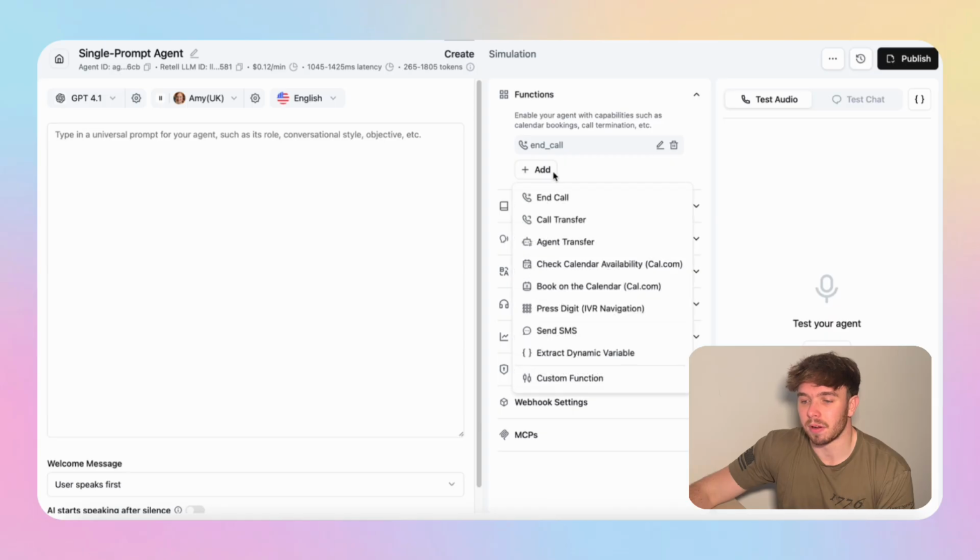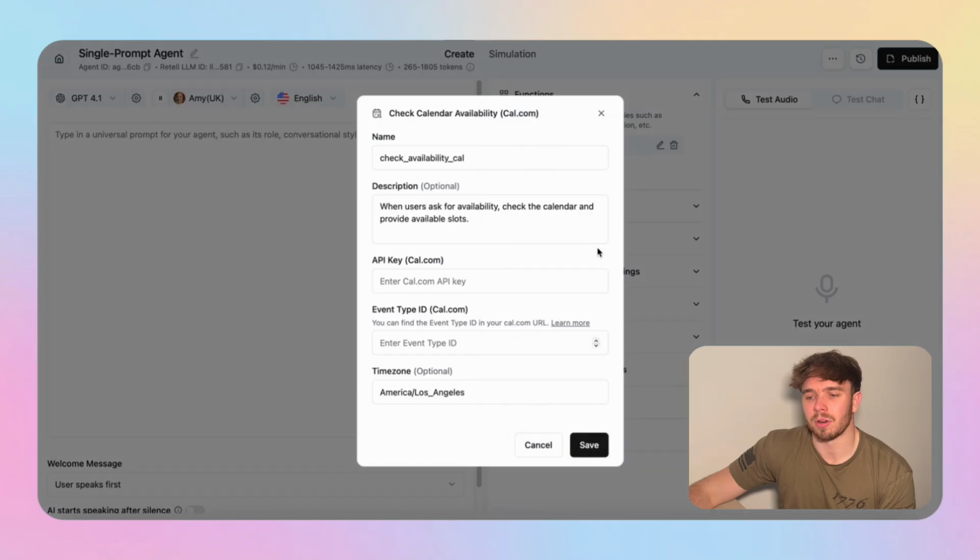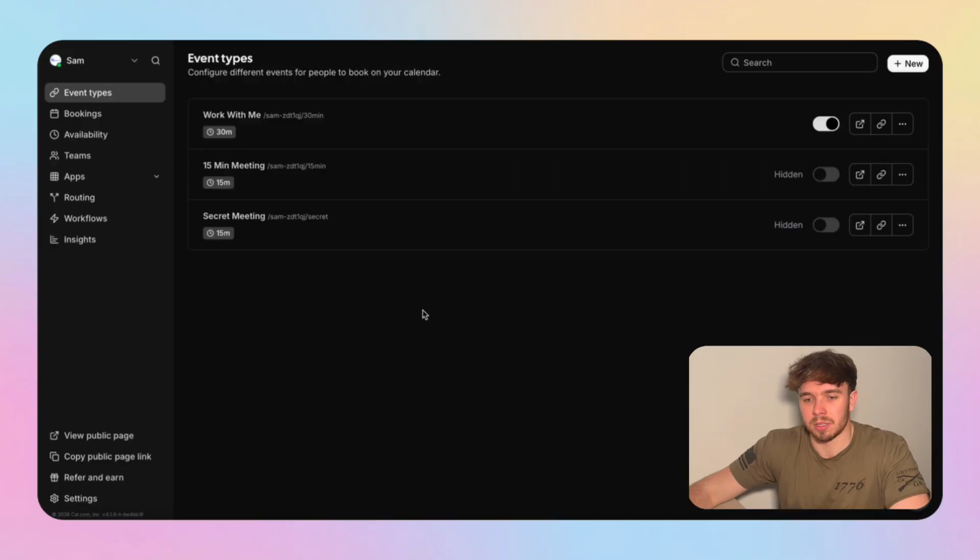We're going to add a new function here, and that is going to be check calendar availability, in brackets cal.com. If you don't know cal.com, it is similar to Calendly, but it's completely free. I've already made an account with cal.com because I use it throughout my business, but you can just make an account. I would sign up with your Google account because then it links your Google Calendar straight away. It shouldn't take long, like 2 or 5 minutes roughly, and you'll be presented with something like this.